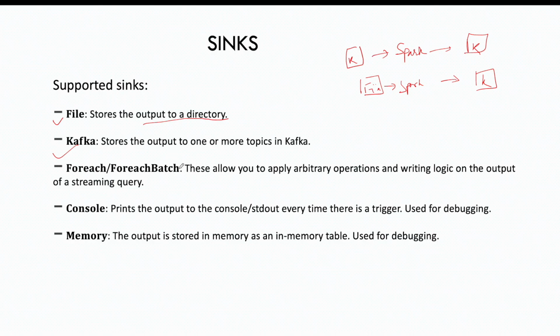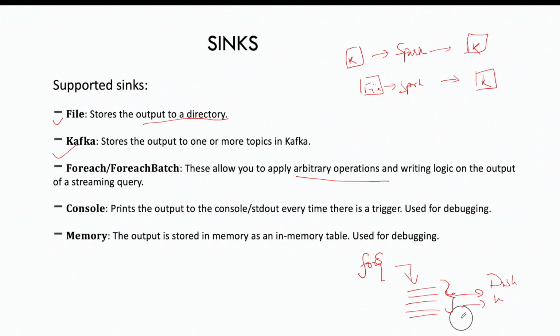Now foreach and foreachBatch allow you to do some kind of arbitrary operations and writing logic on the output of a streaming query. Imagine foreachBatch is like this. There is a foreachBatch, and whatever action you want to perform, you can run multiple statements in that. Let's say you can save the result to a disk, to Kafka, or to some other external system. Whatever action you want to take, you can take using foreach and foreachBatch.